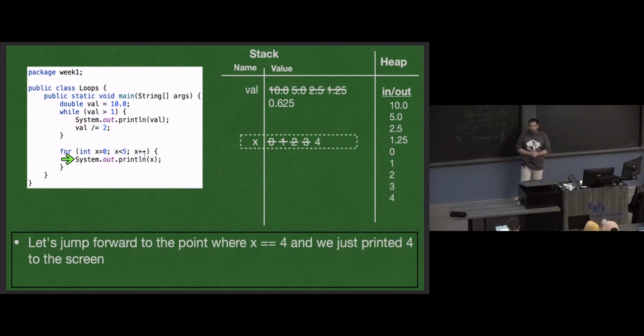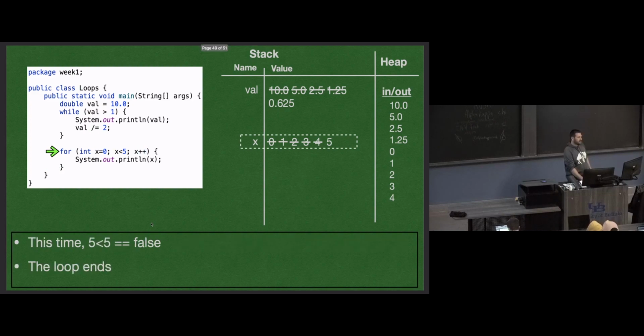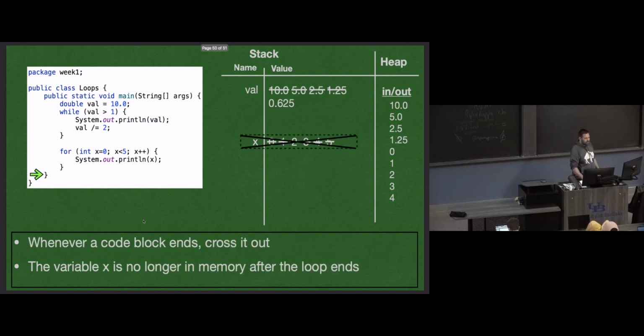So at the time when we print 4 to the screen, same thing, print 4. We get to the end, we're going to increment x up to 5. We're going to check our condition again. 5 less than 5 is finally false. We finally get to exit this loop. And when we end the loop code block, we cross out that code block. So x is no longer on the stack. The variable x does not exist.